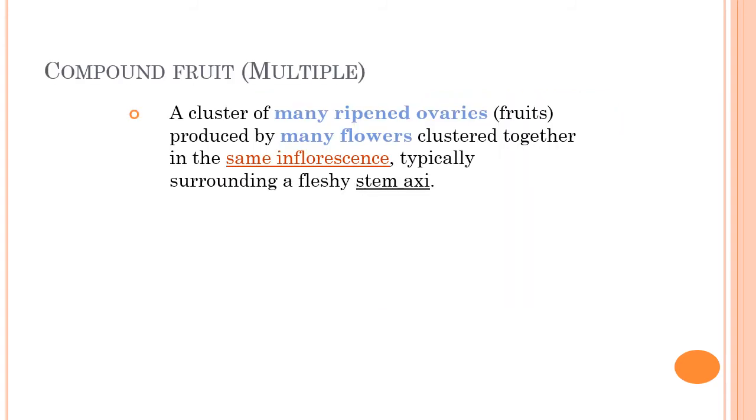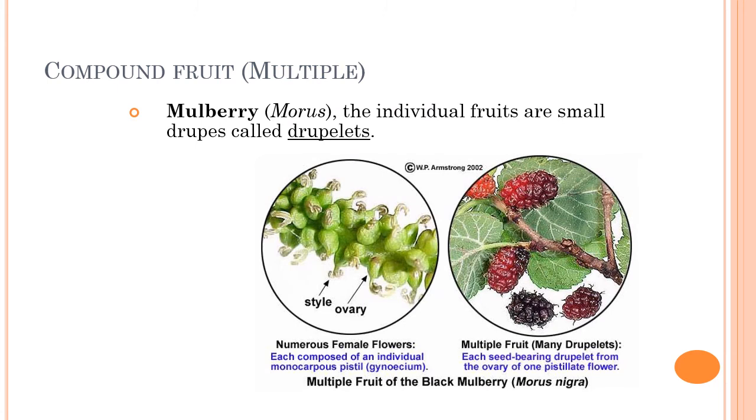Okay, and now we have compound fruit, or multiple fruit. What does that mean? When you say multiple, that means many ovaries coming from many flowers. When you say aggregate, many ovaries coming from one flower. That's the difference. Together they form an inflorescence, and that inflorescence has a central stem axis. And that's why when you look at it, it looks like this.